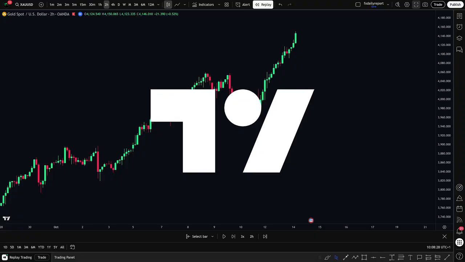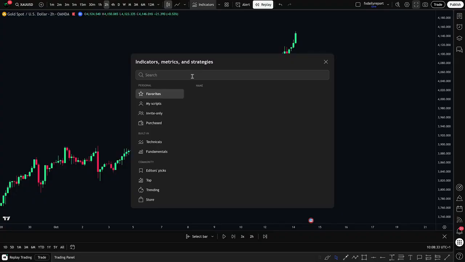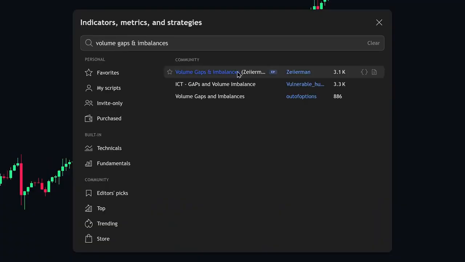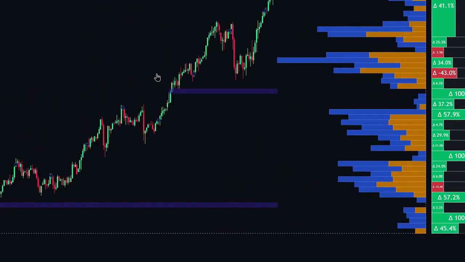Open TradingView and make sure your chart is open. At the top of the chart, click on the Indicators tab. Next, in the search bar, type Volume Gaps and Imbalances. From the results, select the indicator created by Zierman. Once you click on it, the indicator will instantly load on your chart with its default settings.